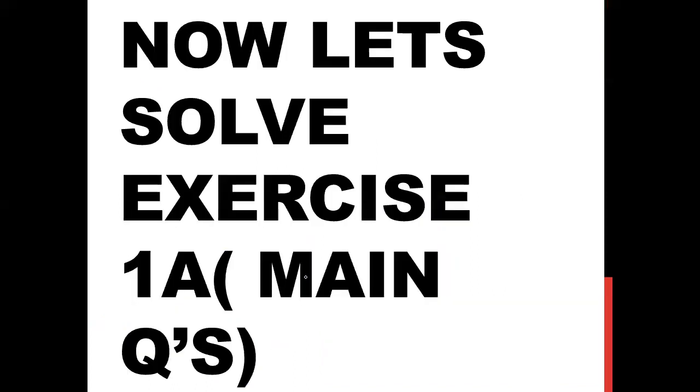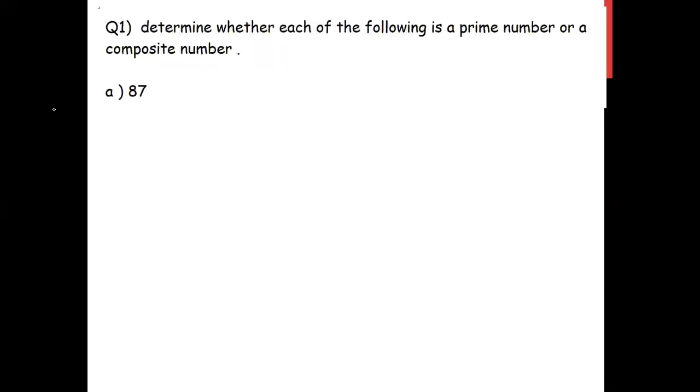So now let's solve the Exercise 1A main questions. This is basic. If you know these questions, we can do the whole thing. Then we're going to do a worksheet in our next video. So now first let's do this. Question one: determine whether each of the following is a prime number or a composite number.